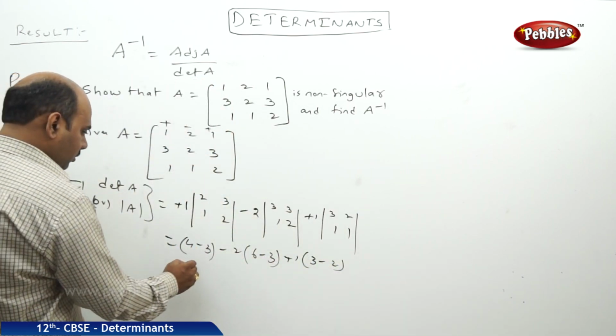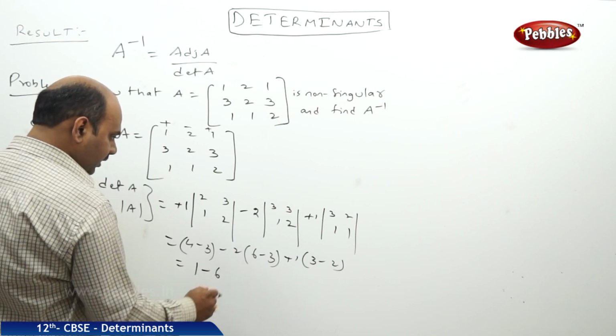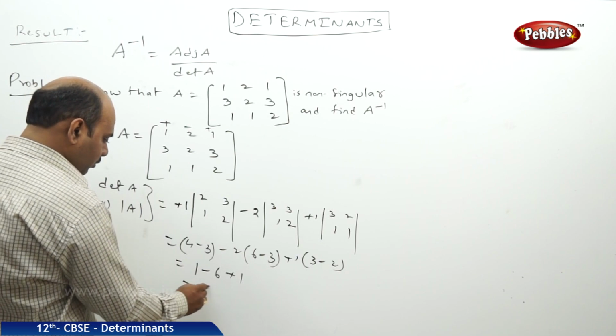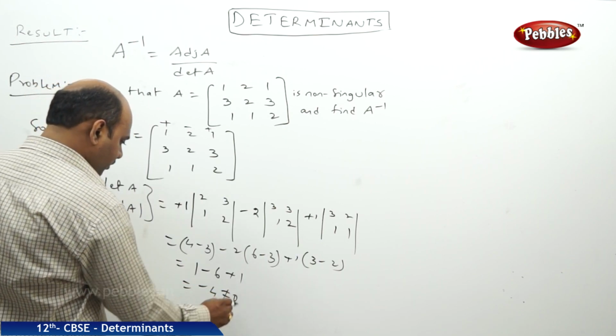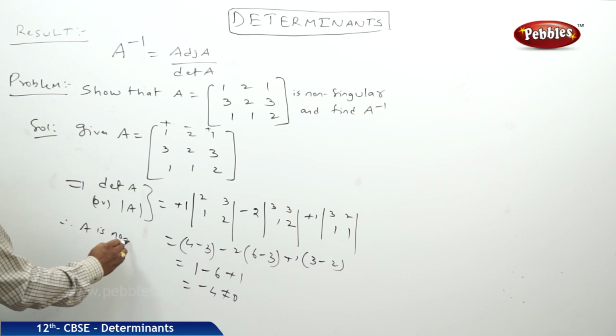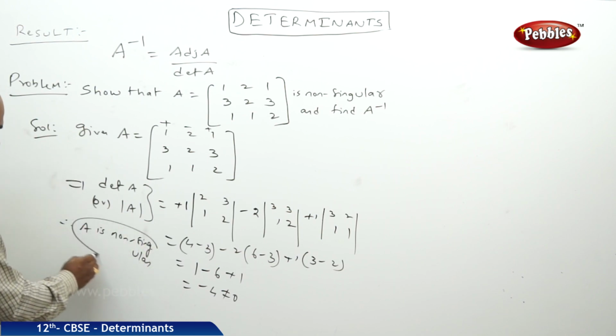4 minus 3 is 1, 6 minus 3 will be 3, so it will be minus 6, and here 1. So 1 plus 1 is 2, 2 minus 6 is 4, minus 4 is not equal to 0. Therefore, what can I tell? The given matrix is non-singular. Therefore, A is non-singular. Here I am writing better because of space constraint. Therefore, capital A is non-singular.